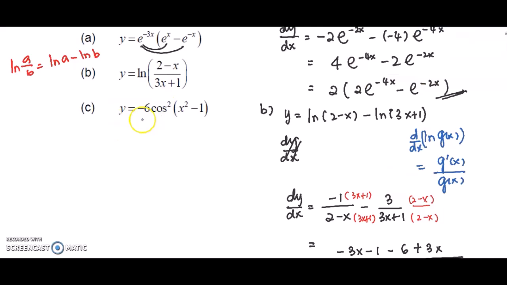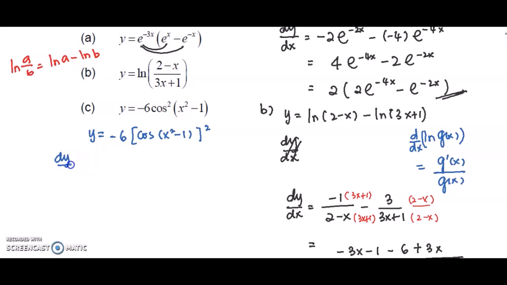Let's proceed to this question C. We need to differentiate this function. This function is simple. We just treat this as a 3-layer function. We got negative 6, and I'm going to write this into this form so that you can see clearly. The power of 2 here means that the cos, the whole thing, power of 2. So I'll treat this as a 3-layer function. The first layer is power of 2. Second layer is cosine. And the third layer is x squared minus 1.